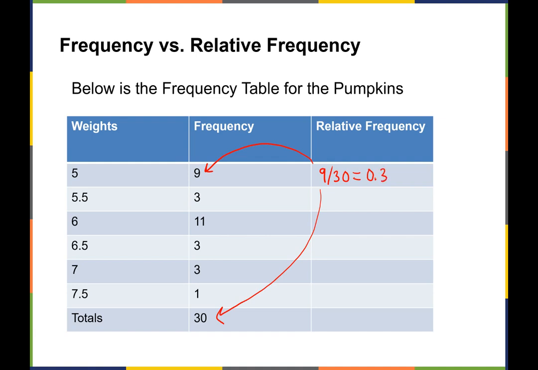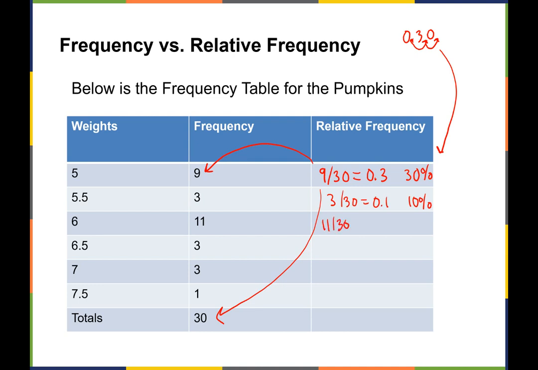0.3. Or sometimes people write it as a percent. This is the same as 30%. Remember when you take a decimal to a percent, 0.3, you move the decimal place 2 places to the right, and you fill in with zeros. So that got me to 30%. Let's go ahead and fill this frequency table out for all of our values. The next one is 3 weighed 5.5 pounds out of 30. That's going to be 1/10, 0.1, or 10%.